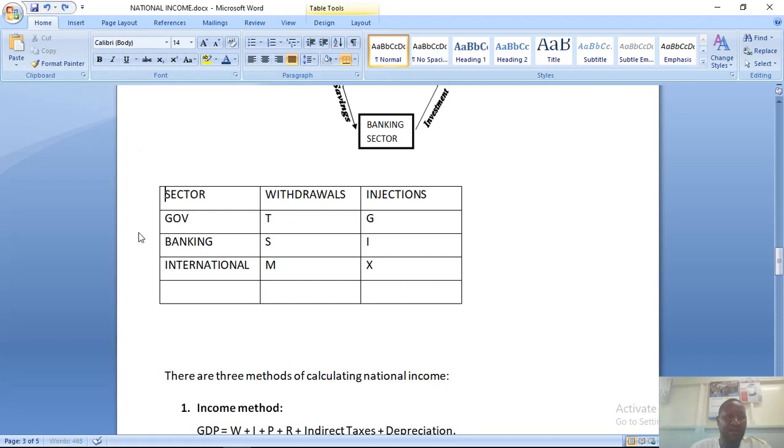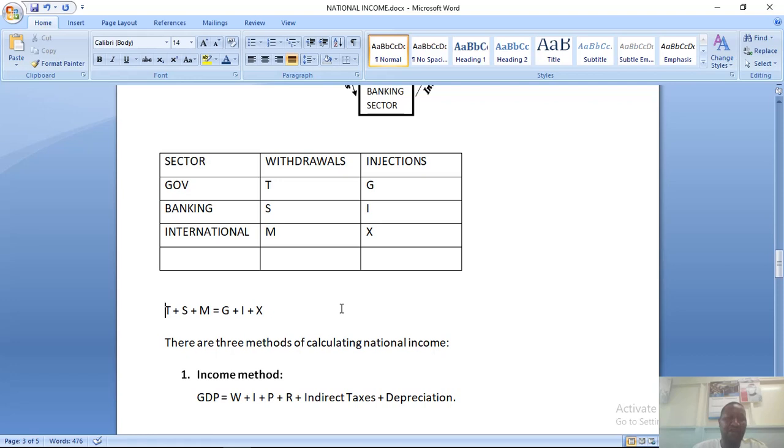One of the methods you can use to calculate equilibrium income is by saying, at equilibrium income, T plus S plus M should be equal to G plus I plus X. So for the economy to remain at equilibrium, the withdrawals must be equal to the injections. So taxes, savings and imports must be equal to government expenditure, investment expenditure and exports. That's one of the methods that you can use to calculate equilibrium income.